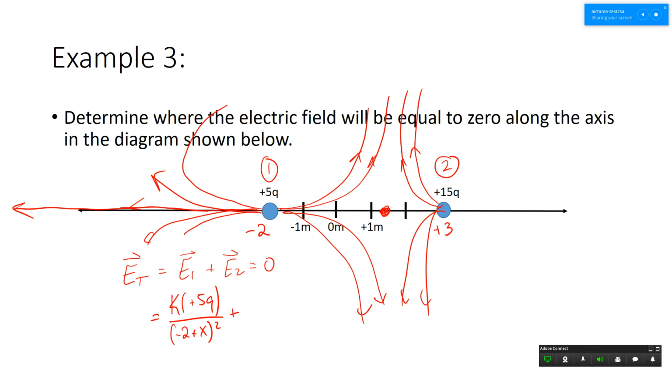Or rather minus here. It's going to be minus because it's in the other direction. Minus the electric field from this one. So it's going to be K multiplied by plus 15Q over, and this one is going to be on the left of the 3, so it's going to be minus x. So it's going to be 3 minus x squared, and that's going to be equal to 0.